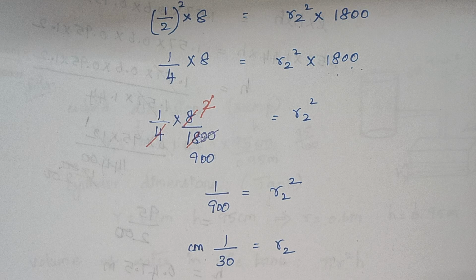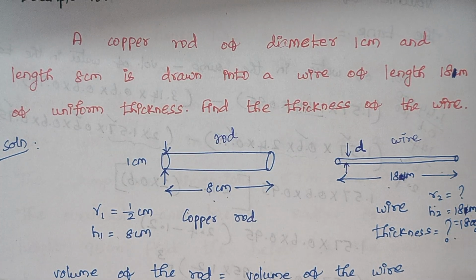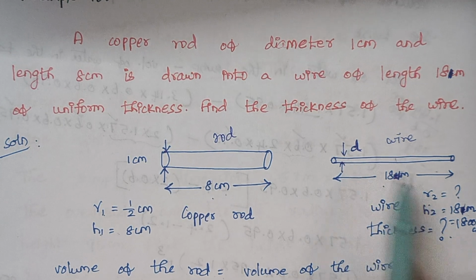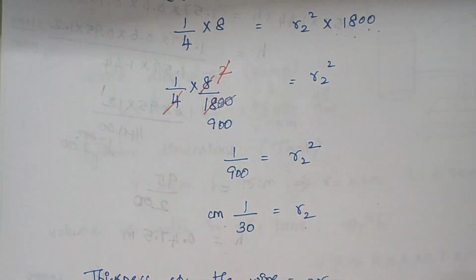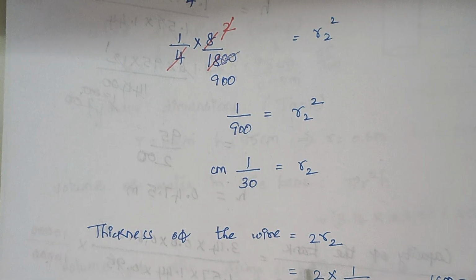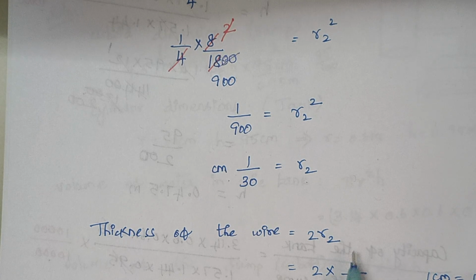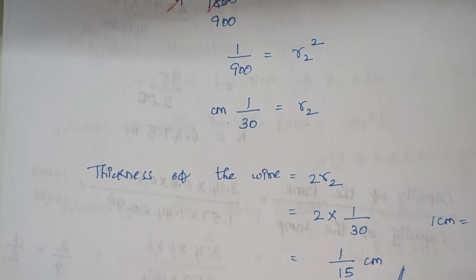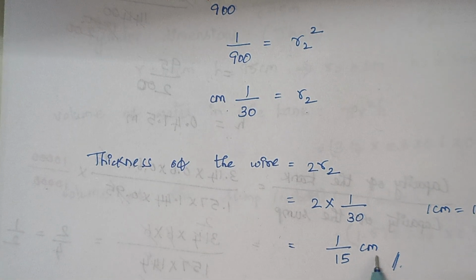So what we need to calculate? We need to calculate the thickness of the wire. So here the thickness is nothing but the diameter of the wire. But what we have actually calculated? We have calculated the radius. So how to find the diameter? You have to multiply it by 2. So thickness of the wire is nothing but 2 times R2. So R2 value is 1 by 30. So when you substitute, you see here the answer is 1 by 15 centimeter.